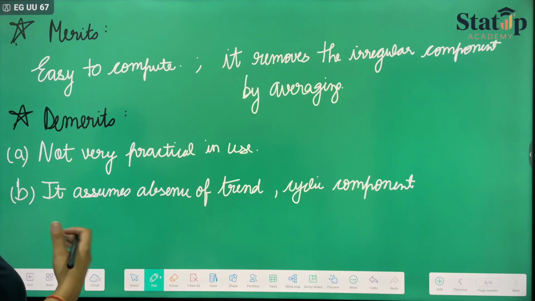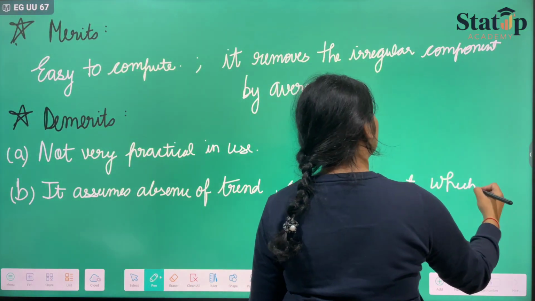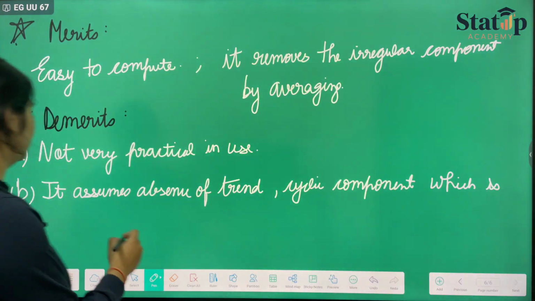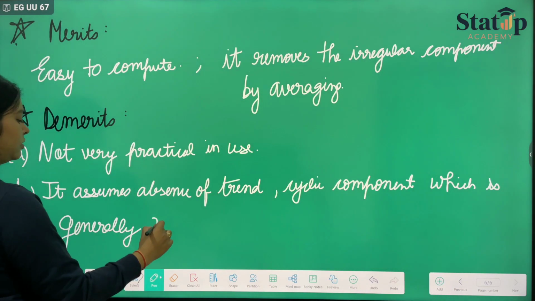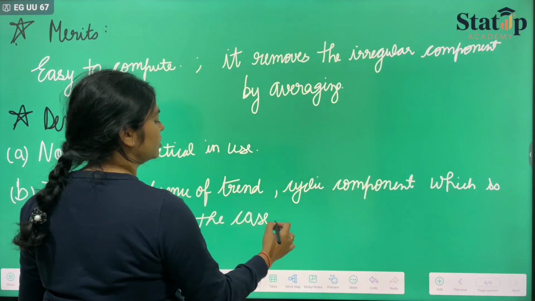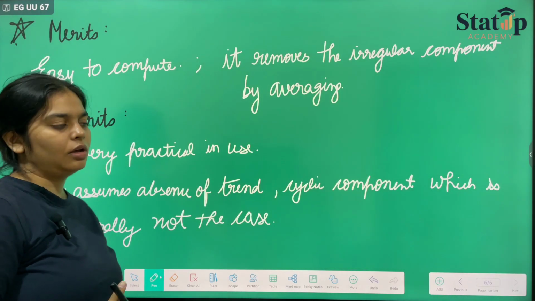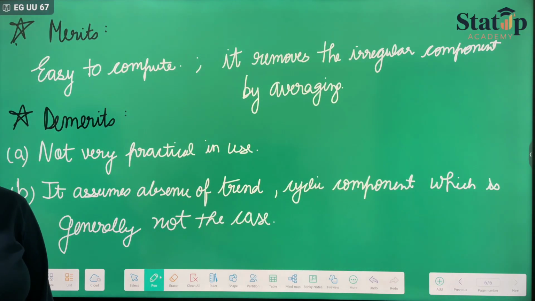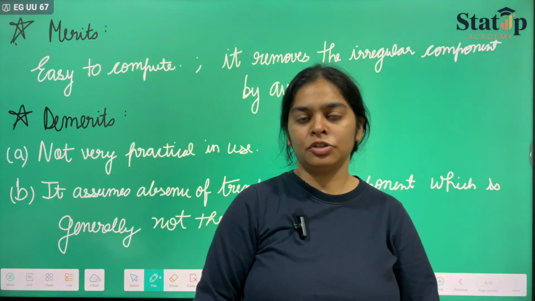So it assumes the absence of trend and cyclic component, which is generally not the case. Trend is mostly present in time series data, so it falsely assumes that they are absent. So this was your first method, the simple average.